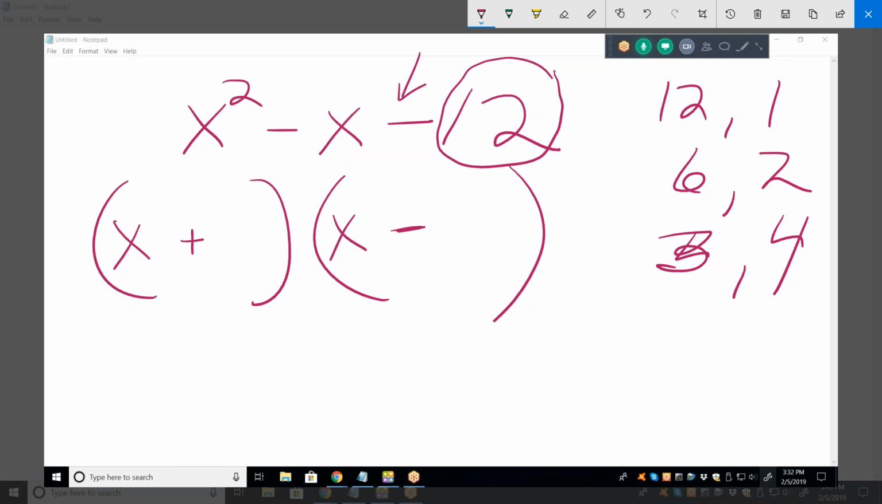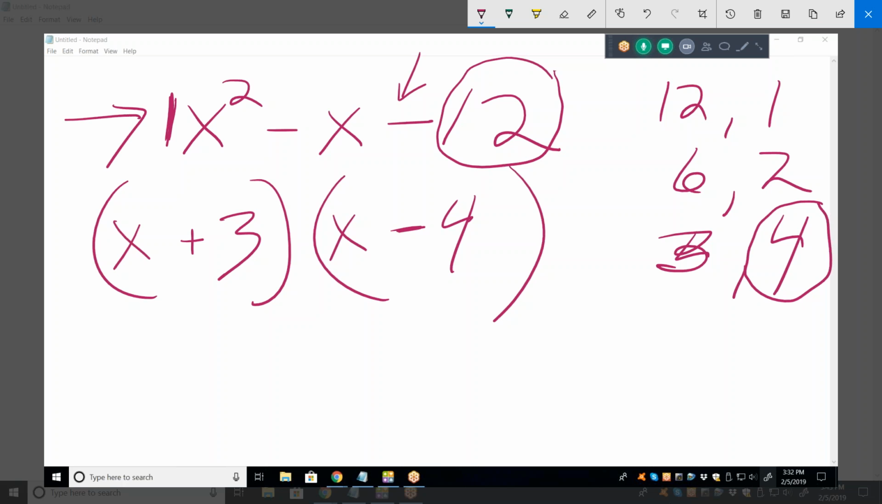Okay. Now that we've found our numbers, it matters whether the 3 goes on the left and the 4 goes on the right or vice versa. So there is a fourth step here. And that fourth step is you take the larger factor, the 4, and you put it with the sign of the middle term. So the 4 goes with the negative sign. 3 goes there. That's it.